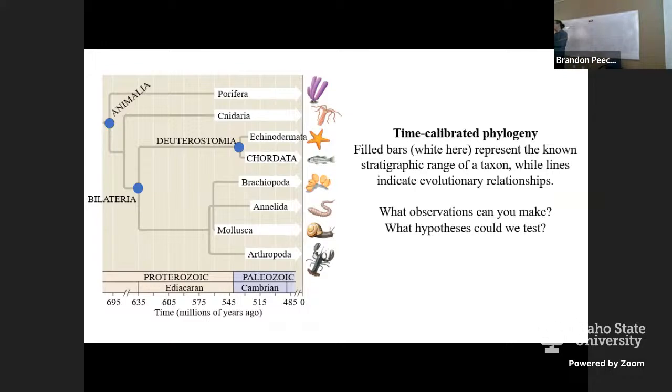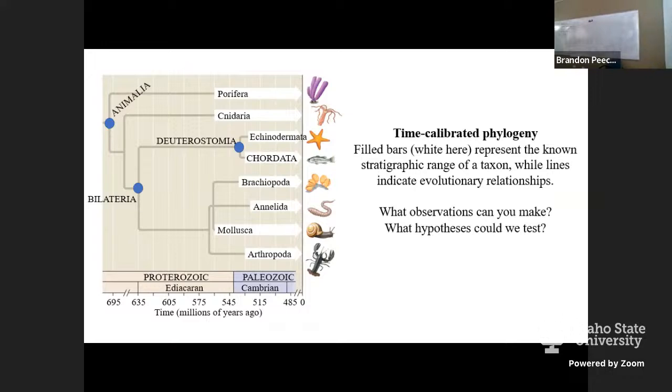All right, what are some observations people have? This is basically the state of human knowledge right now. It looks like Bilateria existed for quite a long time before it split up, but when it did split up, it split up all at once. Amazing. What do we think about that?